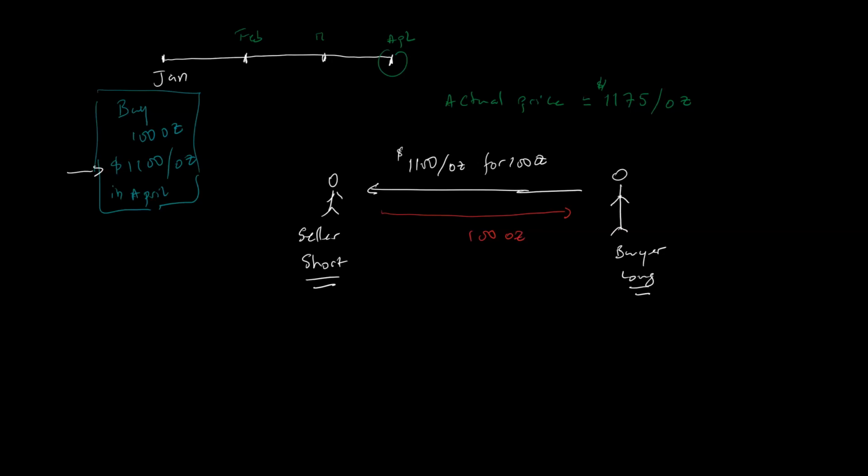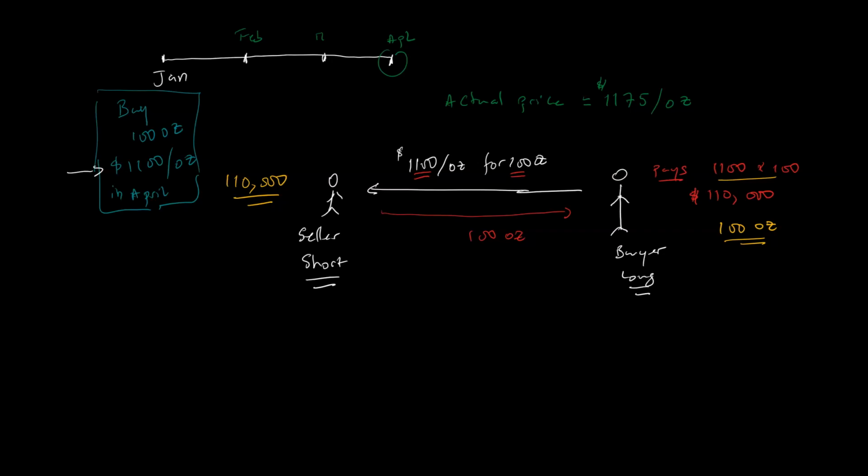So overall, how much did the buyer pay? Well, the buyer pays $1,100 per ounce, right? Multiplied by 100. So the buyer pays $110,000 and receives 100 ounces of gold. So you pay that and you receive this. The seller, on the other hand, receives 110,000 US dollars and gives up the 100 ounces of gold.